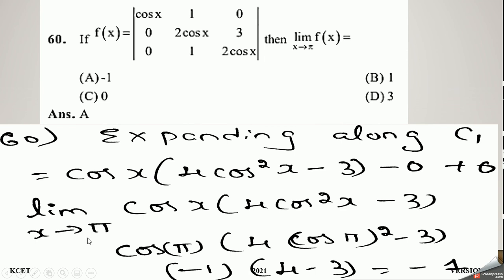Then apply the limit for this. Cos pi is minus 1, and here it is minus 1 whole square, which is plus 1. 4 minus 3 is 1. 1 into minus 1 is minus 1.